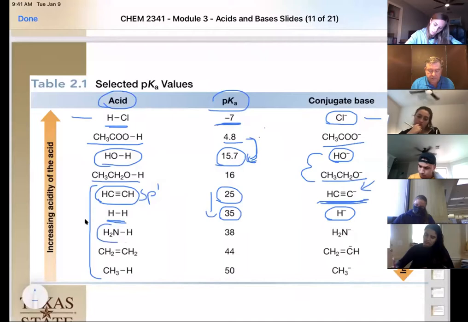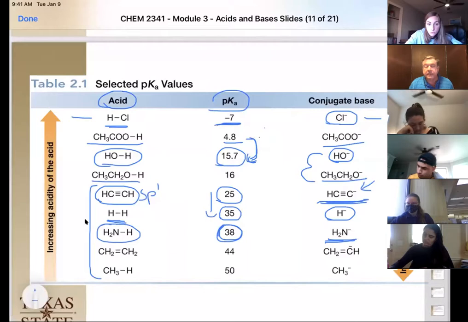We go to this nitrogen. We have a slightly more polar bond than in carbon, and it's a sigma bond, but it's very weakly acidic, and makes a very strong base. This is the amide ion, and we're going to use that to deprotonate things.